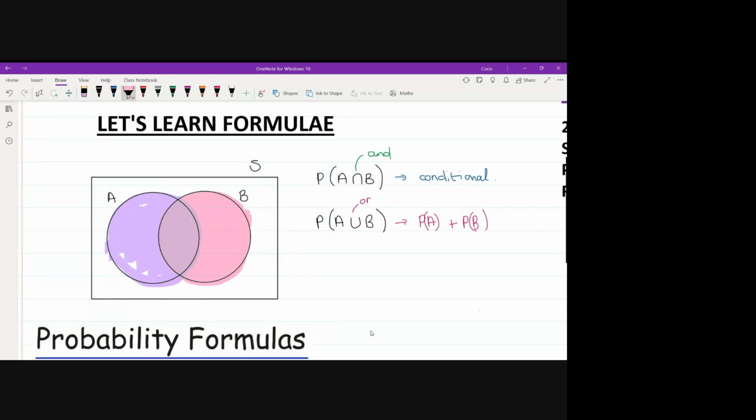But now I've got a bit of a problem. When I calculate the probability of A or B, I've counted the middle part twice.